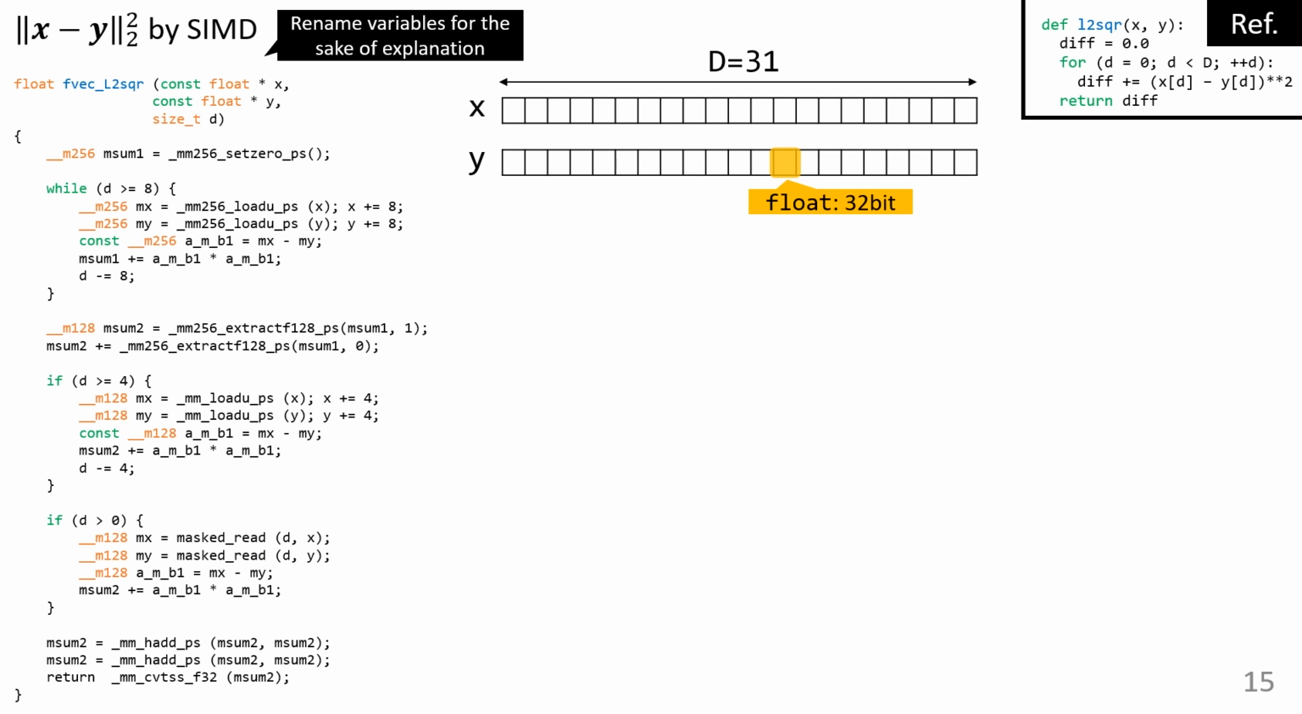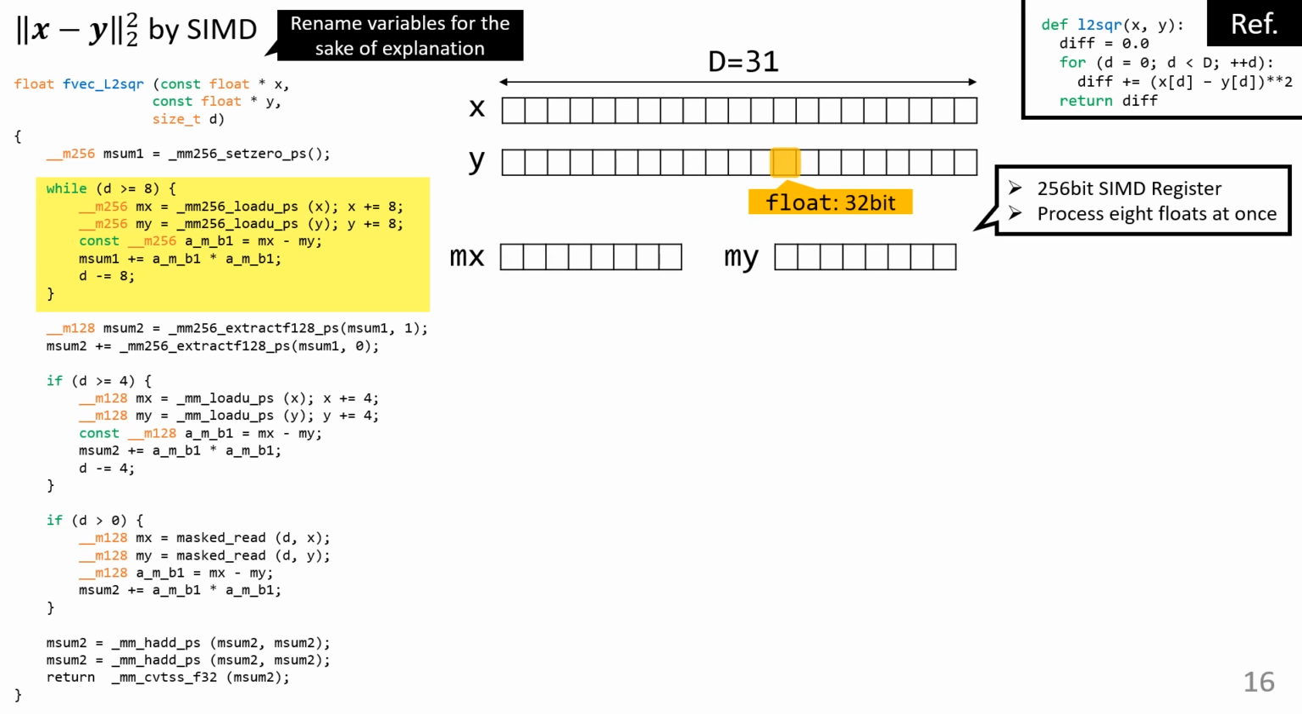Okay, so this is a computation of x minus y by SIMD. And this is the actual SIMD code, and this is a reference. So this code is now written like here. Okay, then this is an example. Let's say x is a 31-dimensional vector, and y is also a 31-dimensional vector, and each element is a 32-bit float. Okay, so how to compute this very quickly?